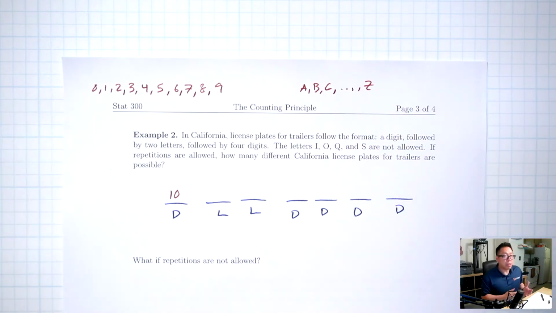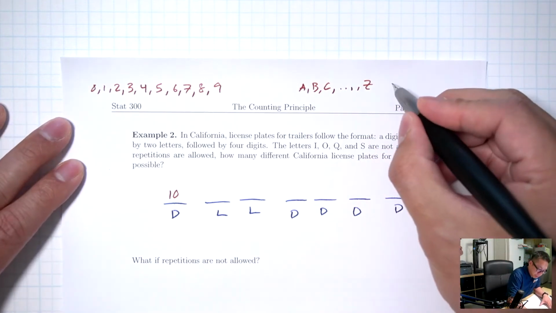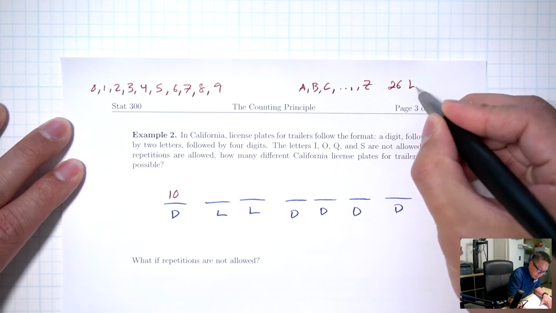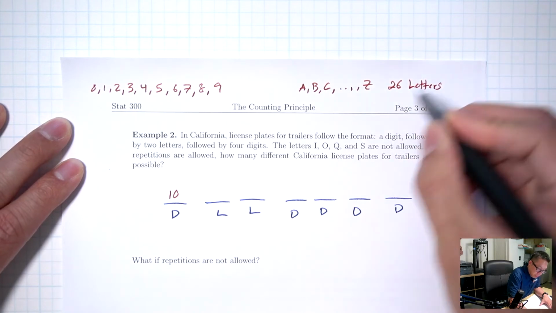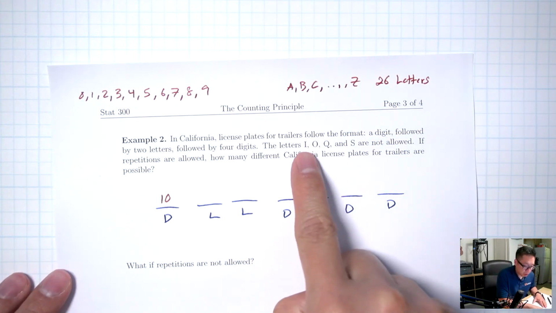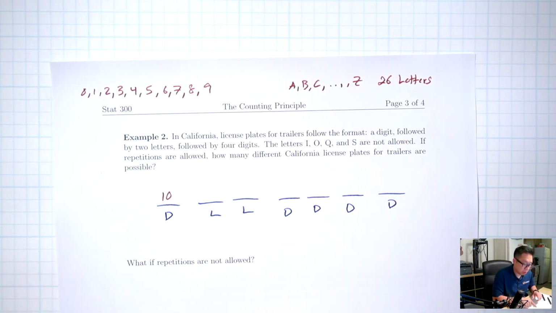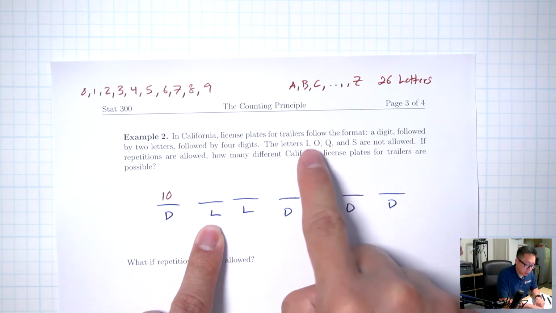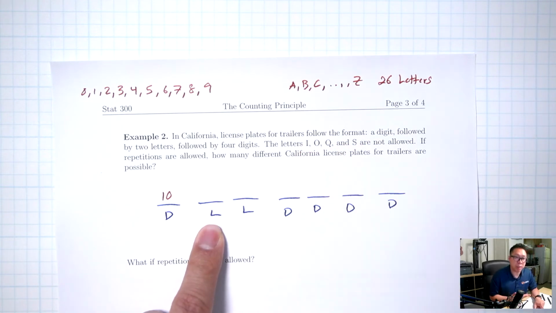So normally A through Z, how many letters is that? Pretty sure it's 26. Now, I did say we're not allowed to use I, O, Q, and S. Okay, so 26 letters total. But if you remove I, O, Q, and S, how many letters do you have now?